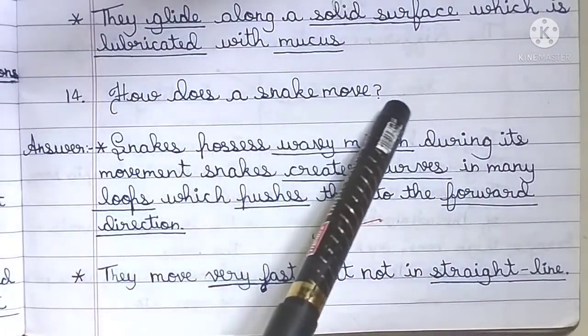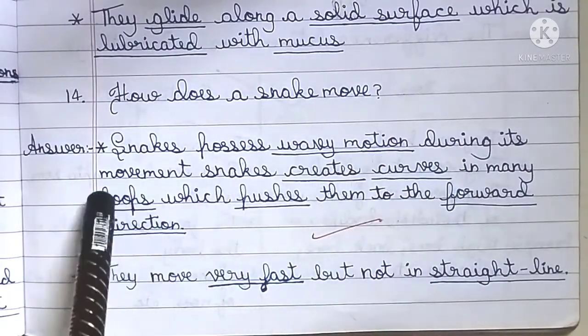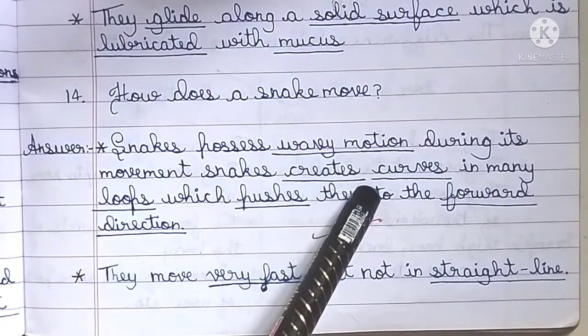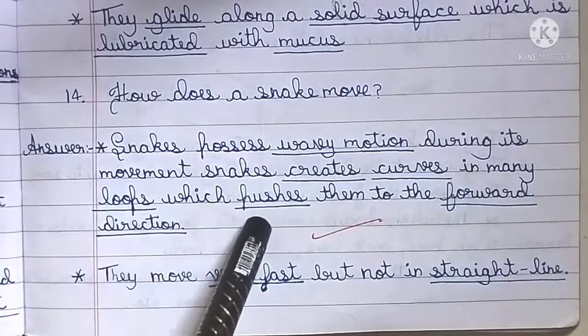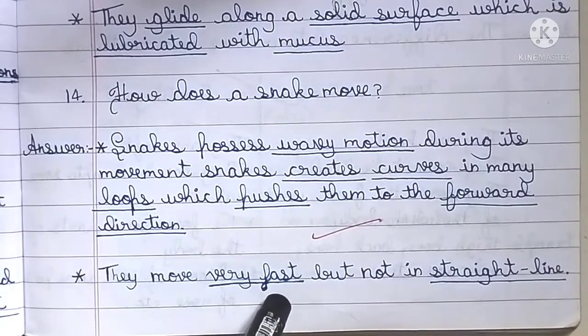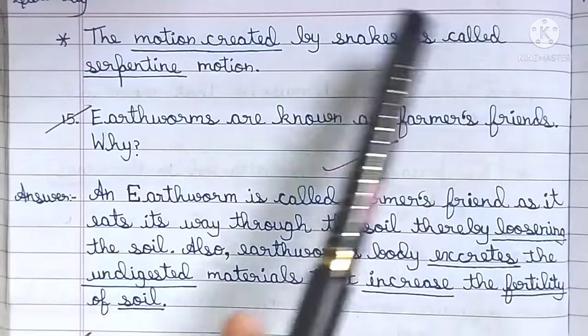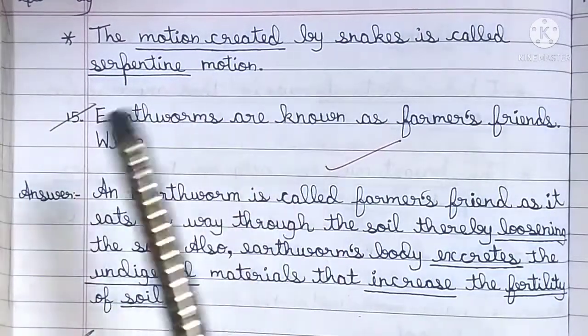How does a snake move? Answer. Snakes possess a wavy motion. During movement, snakes create curves in many loops which push them in the forward direction. They move very fast but not in a straight line. The motion created by snakes is called serpentine motion.